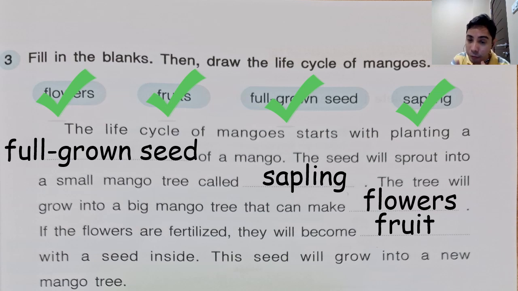Now, these fruits, let's go back. These fruits will have a seed inside, right? You eat mangoes, right? So when you eat mangoes, you will see a seed inside. And what do we do with the seed inside? We plant it again. And the life cycle of mangoes begins. Now, we are done. We can now draw the life cycle of a mango tree.